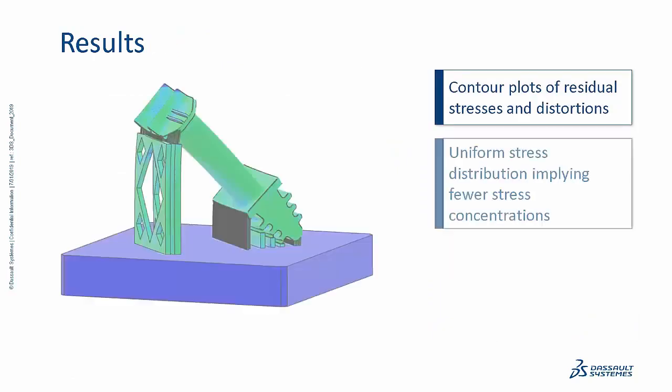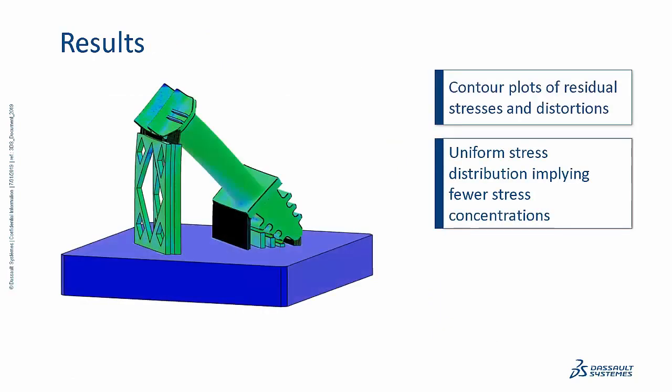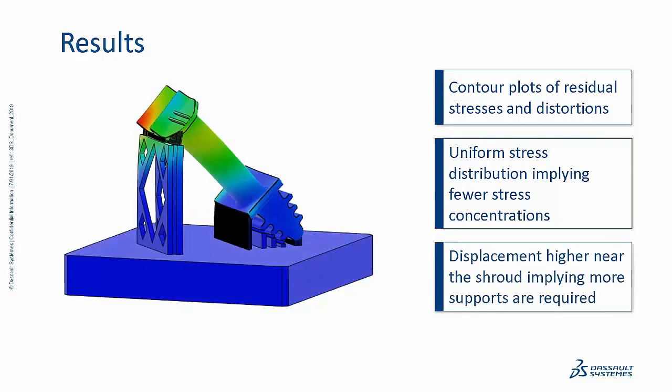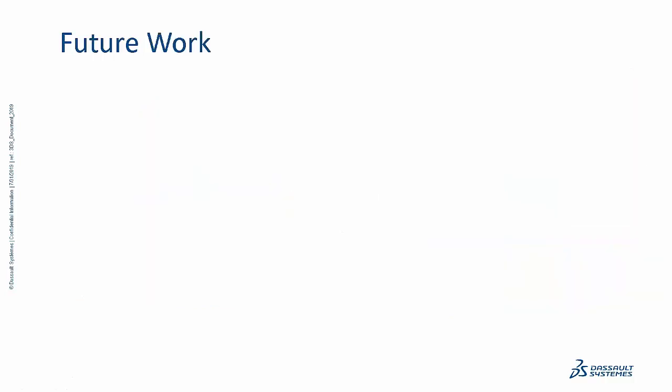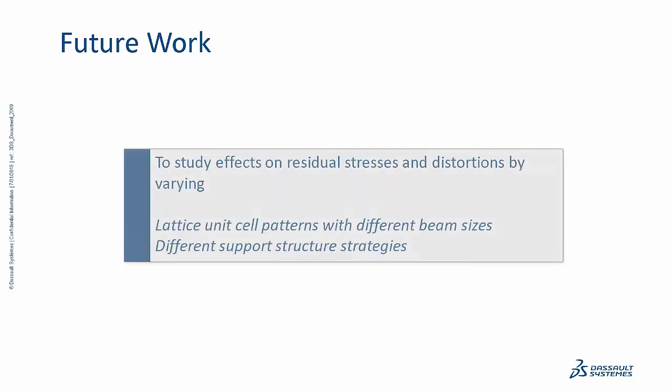Finally, the results: as you can see, we have a uniform stress distribution, implying that we have few stress concentrations in the model. Again, this is just the first pass of the simulation. We can see that there are some displacements that are higher near the shroud, meaning that we need better supports there, or rather the lack of better supports is the reason we see some higher distortions. And that's about it for the actual workflow itself.